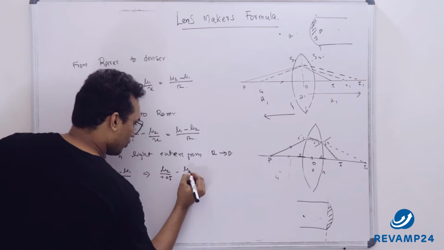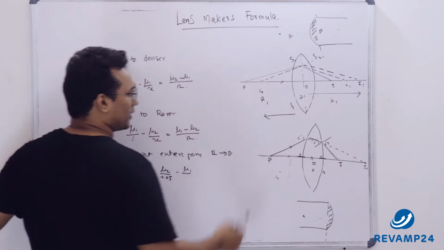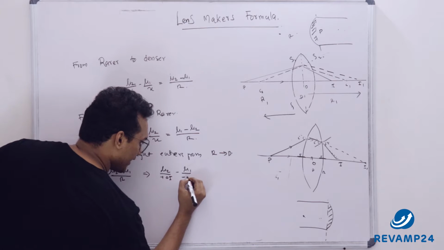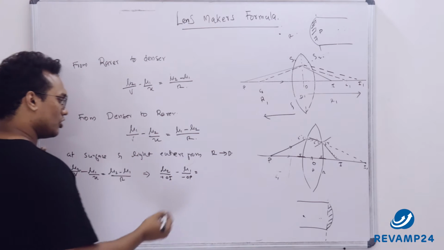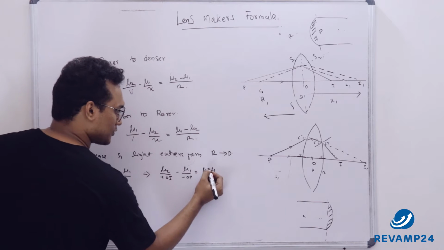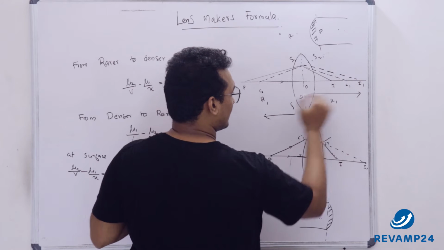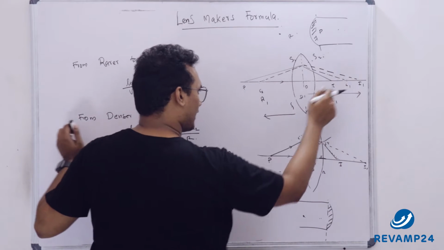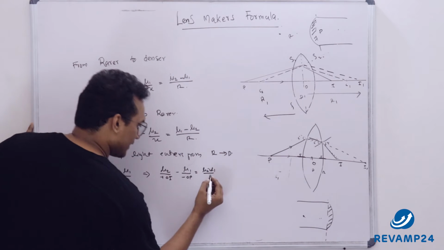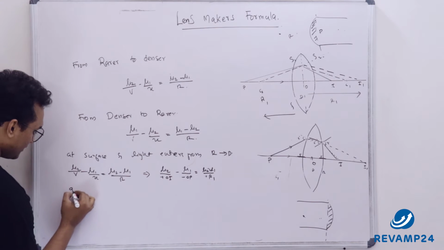This minus mu1 divided by the object distance U. What is U? OP. OP is measured in the leftward direction, so divided by minus OP, is equal to mu2 minus mu1 divided by R. This surface will have a radius R1 here, that is measured in the rightward direction. So plus R1.